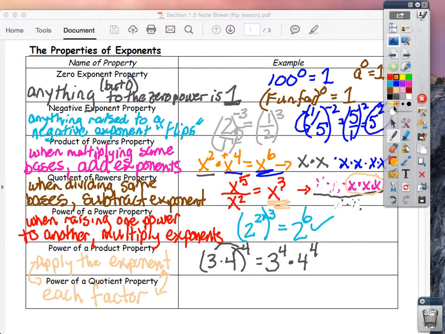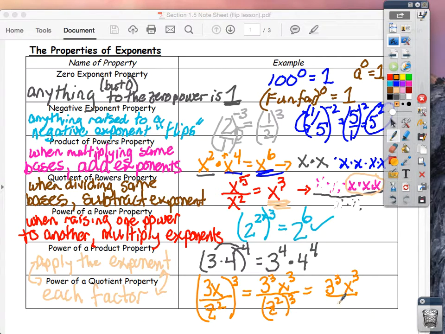I'm going to do a fancy one for the last example. Let's say we had 3x over z squared, and that whole thing cubed. You're going to apply that exponent to every single factor. So it's going to be 3 to the third, x to the third, and z squared to the third. That's the property up above, power of a power, so it'll be z to the sixth.